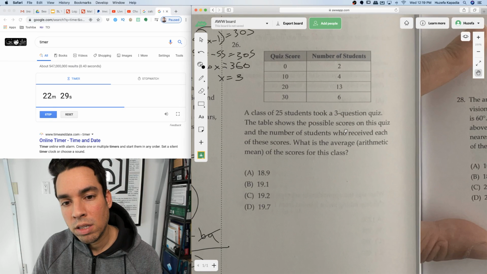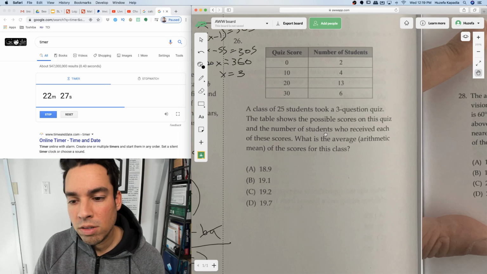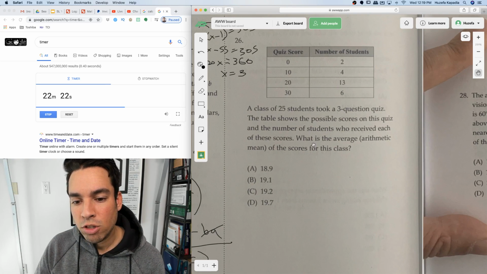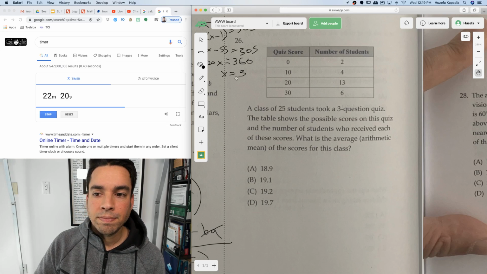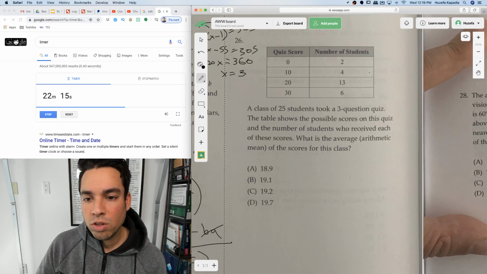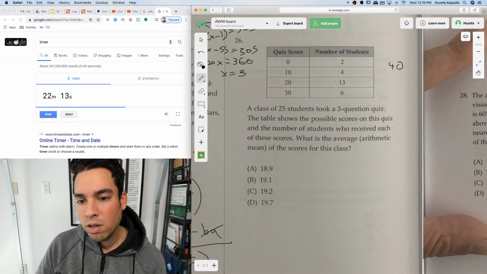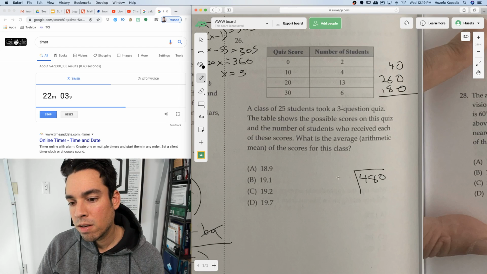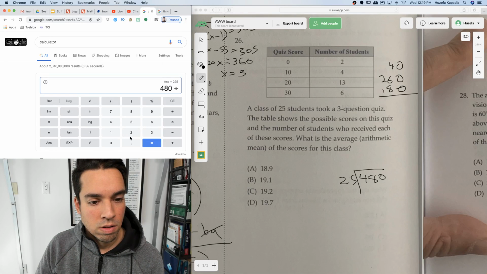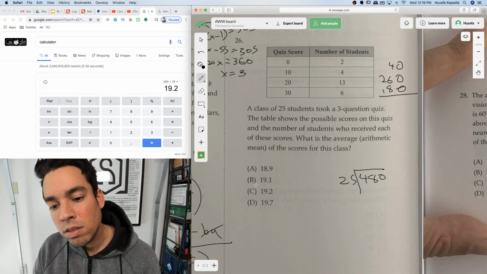Number 26. A class of 25 students took a 3-question quiz. The table shows the possible scores on this quiz and the number of students who received each of these scores. What is the average arithmetic mean of the scores for this class? Okay, so just multiply, add, and then divide by the total number, 25. So 2 zeros, which is just 0. 4 tens, which is 40. 13 20s, which is 260. 6 threes, that is 180. So it's 300, 400, 480 divided by 25. $19.2.